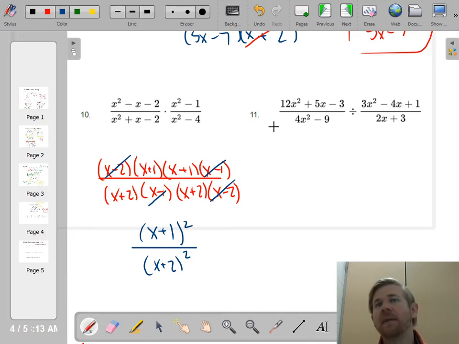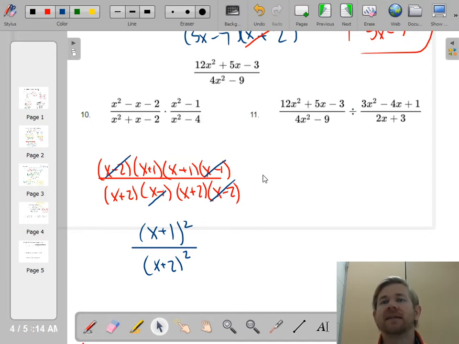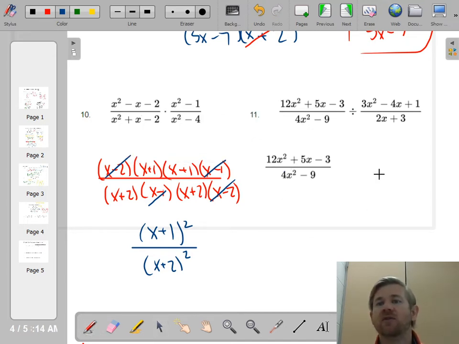One more, copy, change, flip. This is a division problem. So first, before I do anything, I'm going to copy the first part. That's not going to change. And then I'm going to flip this. So I'll take this guy, now you're in the bottom, and this guy, now you're in the top. So I copy, change, flip.